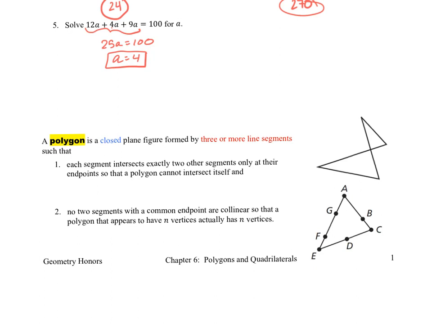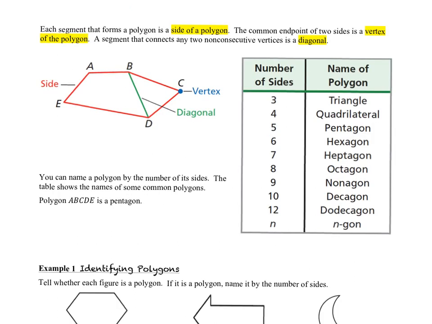A polygon is a closed, plane figure formed by 3 or more line segments, so they're not curved, there are no curves, and there are no intersections within the figure. Each segment intersects exactly 2 other segments only at their endpoints, so a polygon cannot intersect itself, and no 2 segments with a common endpoint are collinear, so a polygon that appears to have n vertices actually has n vertices. So here's some vocabulary that goes along with polygons.